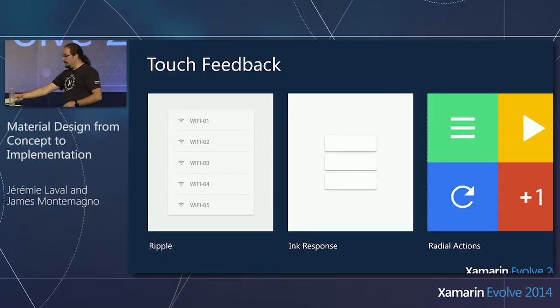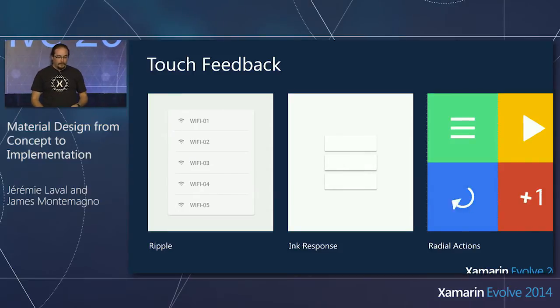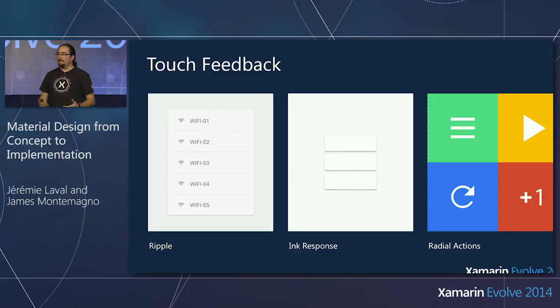And so they call that ink response. You can see it on the video here. This is a stack of cards. When I touch, the elevation of the view is going to increase as if to reach my finger. And since this is an elevation, it is computed dynamically by the Android system. The shadow that is cast by this card is going to increase automatically based on that. So this is what ink response is.